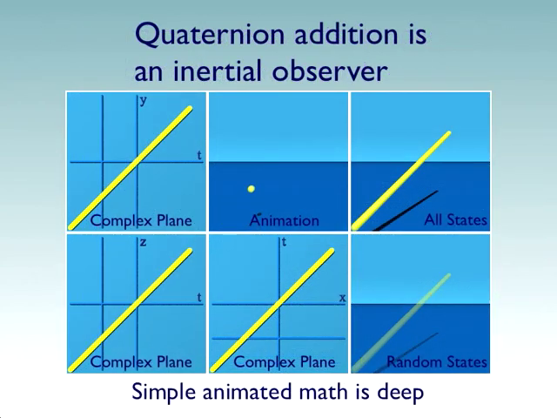So here is one of the animations created in that process, and we can see that quaternion addition is an inertial observer. And this is that animation that started out this discussion. This thing is moving in a constant velocity, and it's amazing to me that the simplest math act you can do, addition, is tied into one of the deeper topics in physics, special relativity.